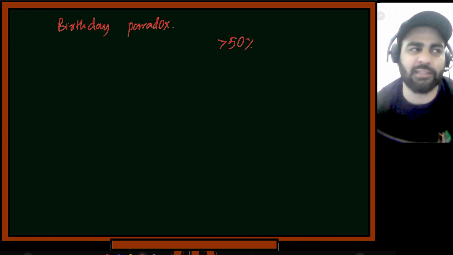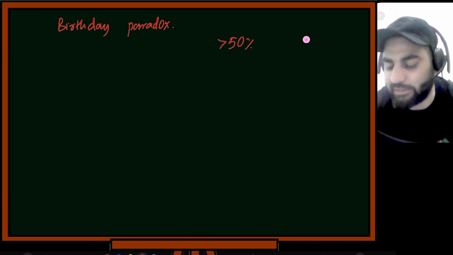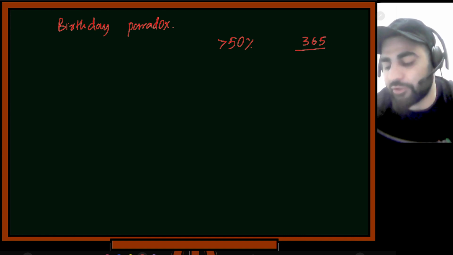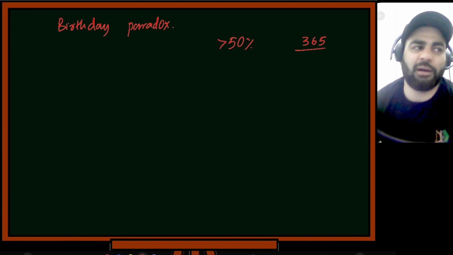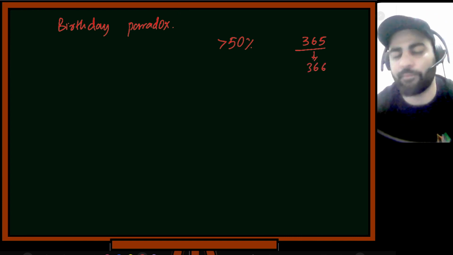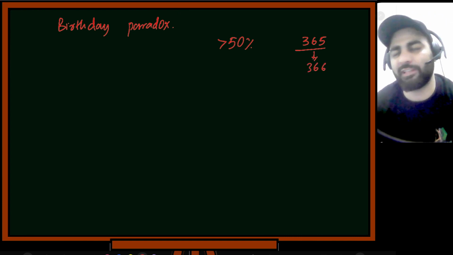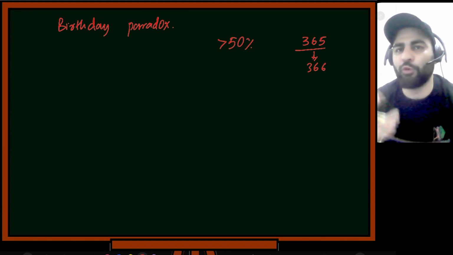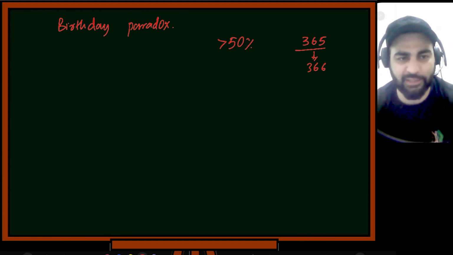The problem goes like this: if you have a room, I know that with 366 people I have a sure shot probability, the probability is 1, because by the pigeonhole principle, there are only 365 days in the whole year, so two people will guaranteedly share the birthday. Do you agree on this point with me?